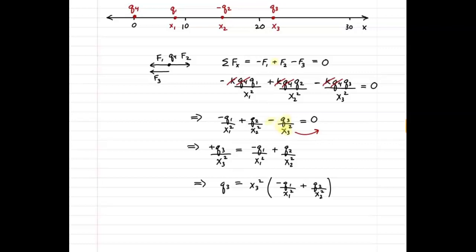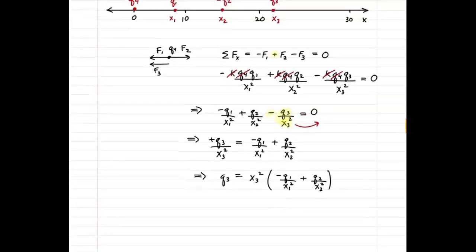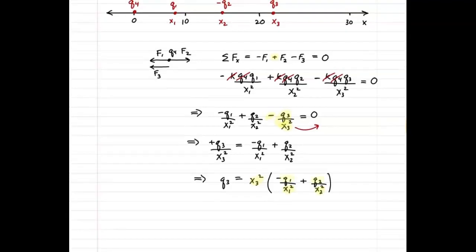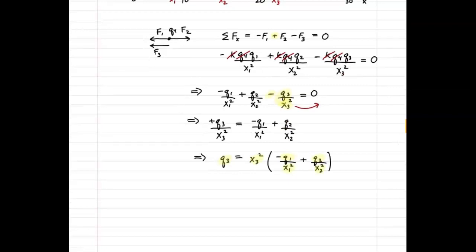Okay, so here's the step now that we should put in the numbers. What you notice though is that since we have X3 squared on the top and then something with distance squared on the bottom, the units will cancel. That means whatever units Q1 and Q2 are will determine the units for Q3. So we don't have to change units for Q1 and Q2. We can just put them in.